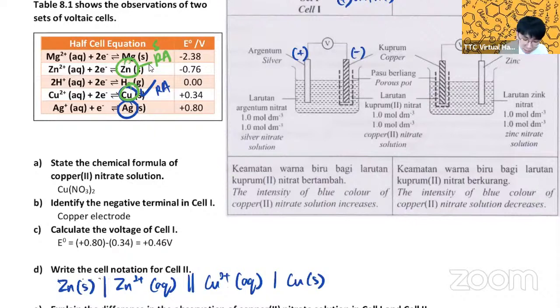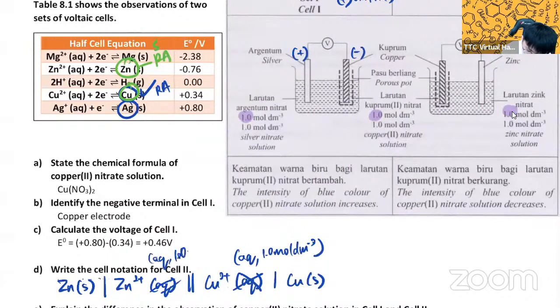Thanks for reminding. Do you see they give you concentration? If they give you concentration, put in the concentration beside the aqueous. It means that this is aqueous 1.0 mole per dm cube. Same thing goes for this, aqueous 1.0 mole per dm cube.